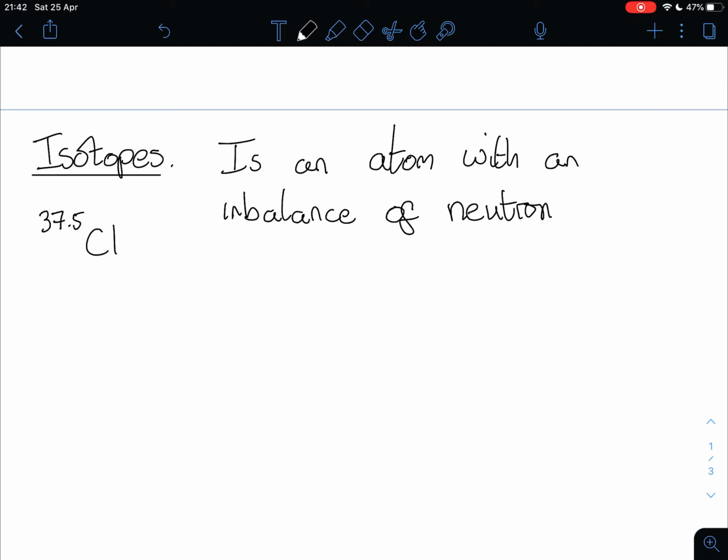So just like we can add and subtract electrons, we can also have in nature an imbalance of neutrons too. And it can either happen naturally or we can now force it and create all sorts of amazing things. So when we take chlorine as an example, chlorine has two main isotopes.